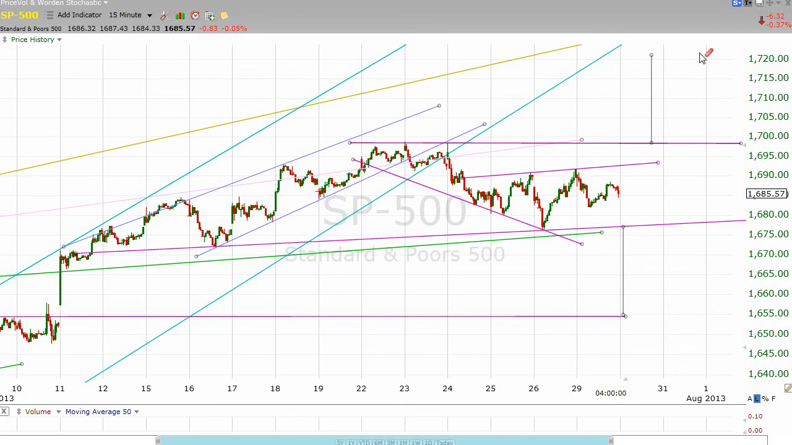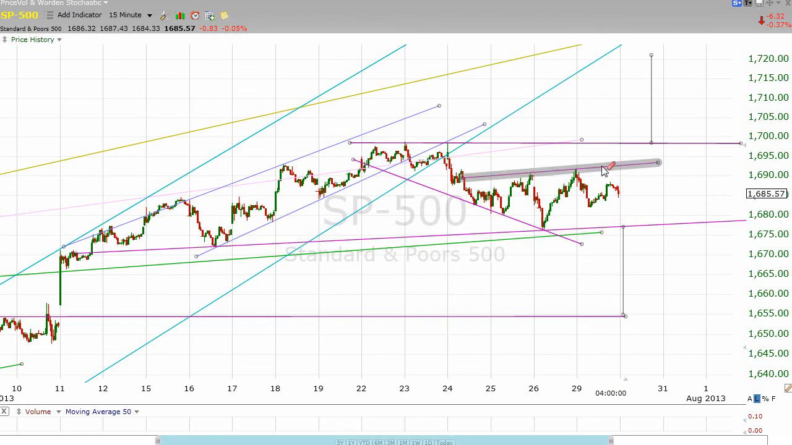But until it's done, it's not done. So guys, let's just kind of stick with it. Let's watch it tomorrow and the rest of the week, keeping our eyes on this support line. If it breaks, then I think 1655 is easily in the cards.